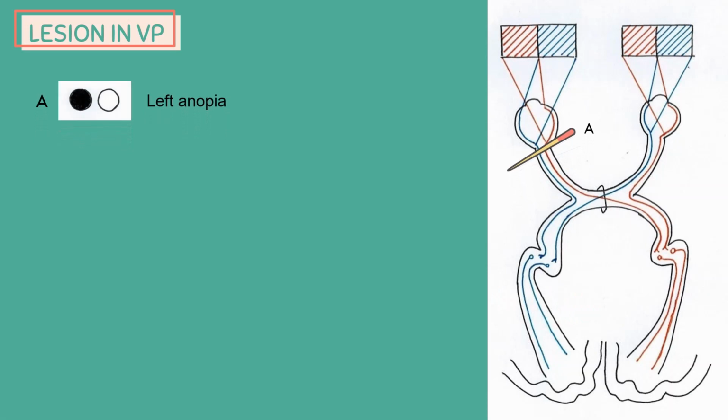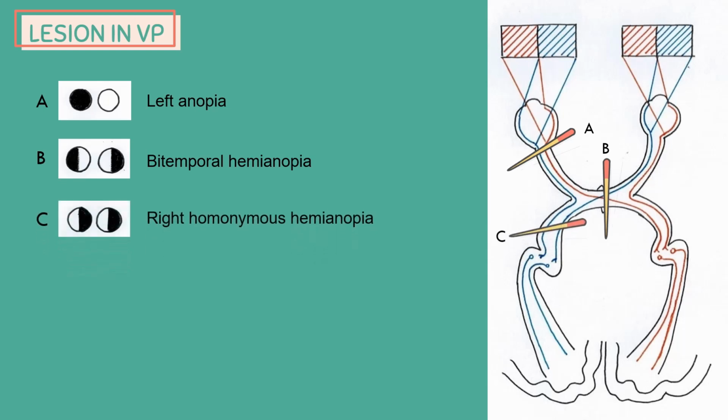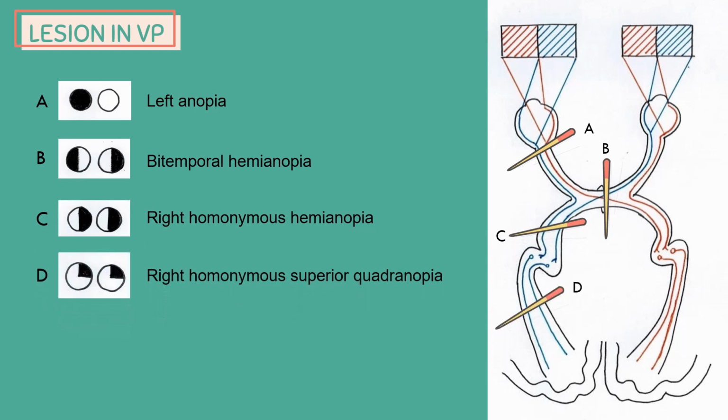Lesion at the optic nerve. Lesion at the optic chiasm. Lesion at the optic tract. Lesion at the optic radiation.